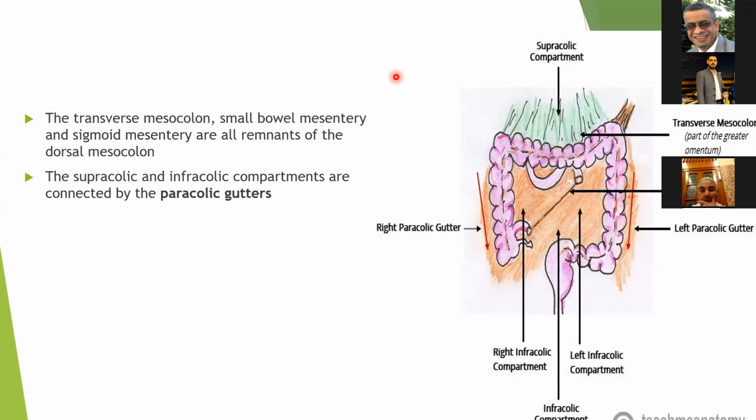The supracolic and infracolic compartments are connected by the paracolic gutters. This picture shows us the paracolic gutters, the right paracolic gutter, the left paracolic gutter. This is the root of small bowel mesentery. This is the right infracolic compartment, the left infracolic compartment, and this is the supracolic compartment.